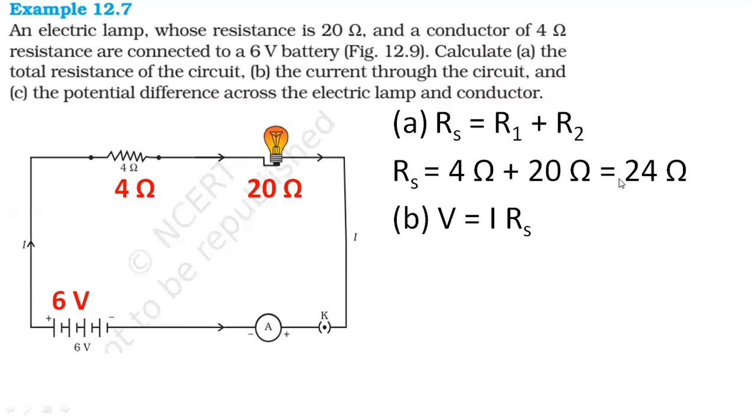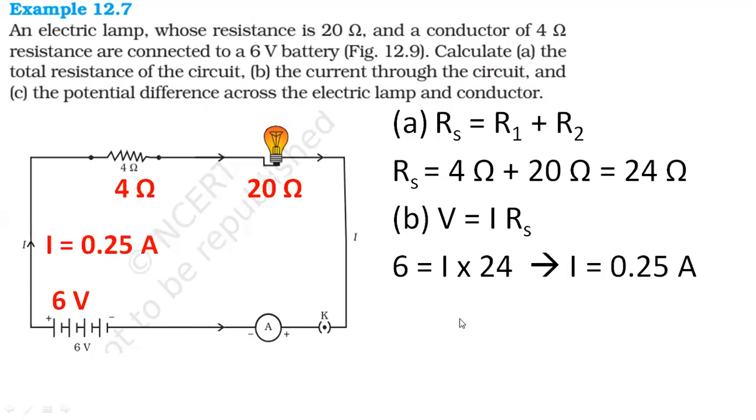And what is the total resistance value? 24 ohm. The V value we already have: the battery is 6 volt. I we have to calculate, and RS we already know is 24. Let us put that in. So 6 is equal to I into 24. So I would be equal to 6 by 24. 6 ones are 6, 6 threes are 18, 6 fours are 24. So I is equal to 1 by 4, which is nothing but 0.25. So the I value would be 0.25 ampere. Just divide it: 6 by 24 is 0.25. So we have got the current value.